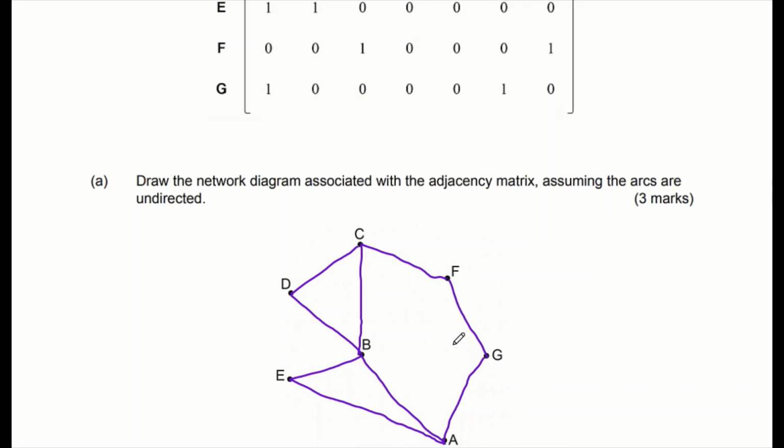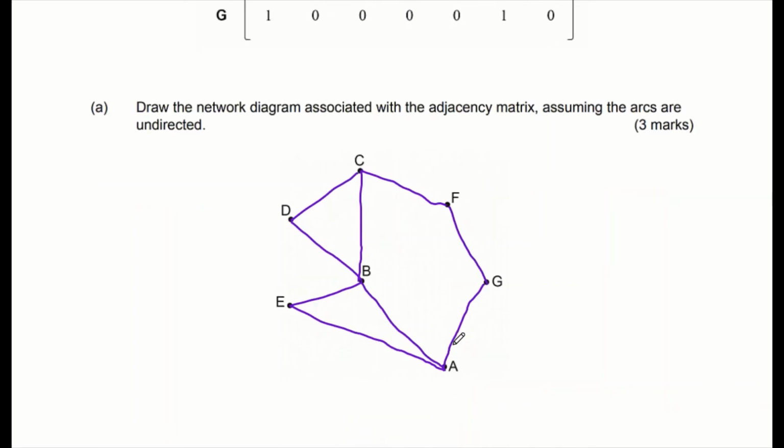Okay, so basically you got everything here. Alright, so that's your answer for A. If you have all the edges correct, then you get all 3 marks. If you get at least 3 correct, then you get 1 mark. If you get at least 6 correct, then you get 2 marks. This is how the marking key gives you the marks.